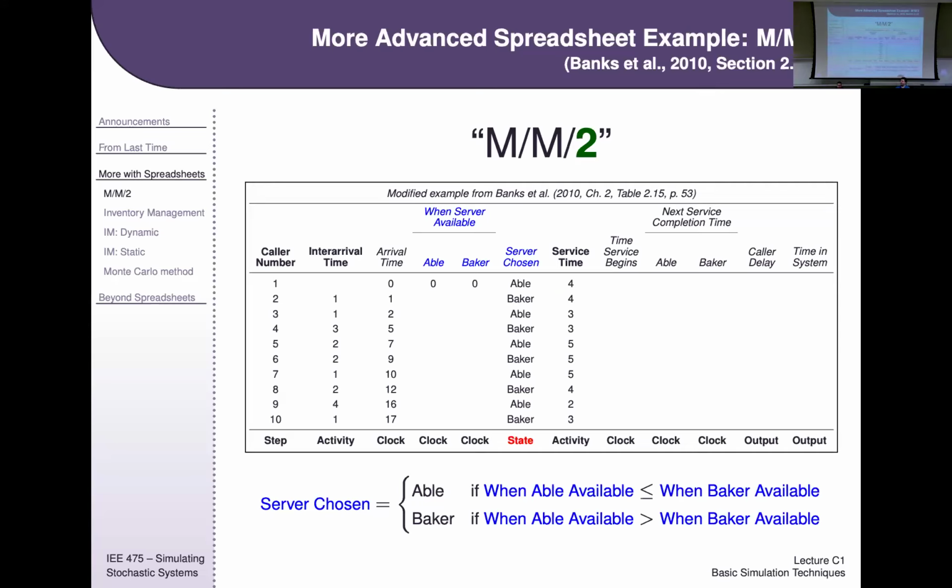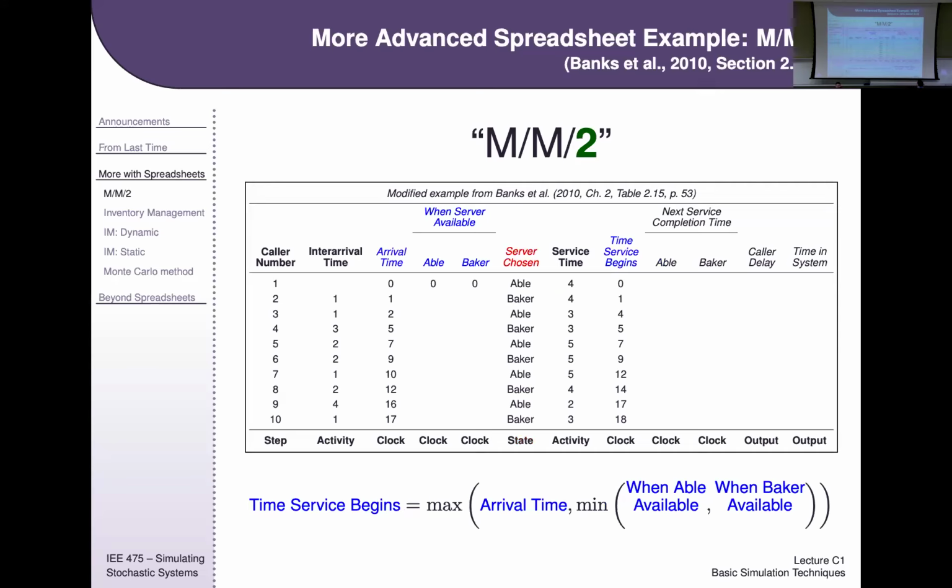And this caller might have arrived at time 5. Abel might be available at 6, Baker available at 9. Well, Abel is going to be available sooner than Baker, so this caller is going to get routed to Abel. So that's all we're saying here. But we still need to figure out how to populate this. Theoretically, if we had these columns, we could calculate this column. So we will eventually go back and populate these. But now that we know server chosen, I'm just going to work this way before we go back and repopulate this. So then, time service begins.